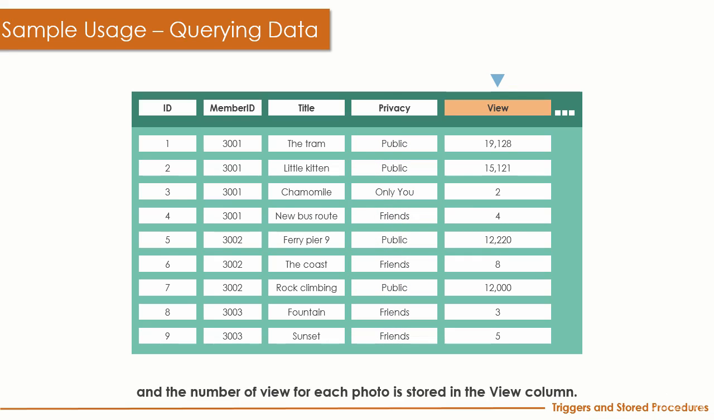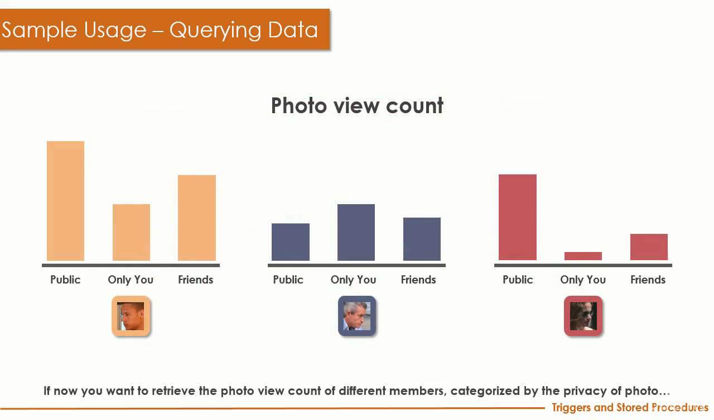Then imagine you want to produce a chart like that, showing member by member their view count of public photos, private photos, and friends photos. Then you need to do a lot of database queries. You can imagine you need to get the member, then collect their photos and add the counts up. You need to do it in the application. That's fine, but you need to make sure of the performance, so maybe doing it in the database is a better solution.